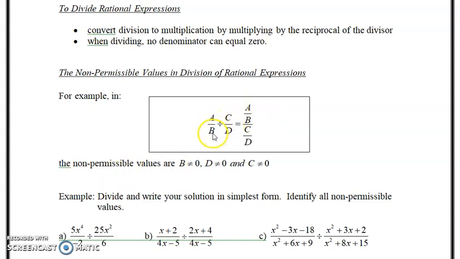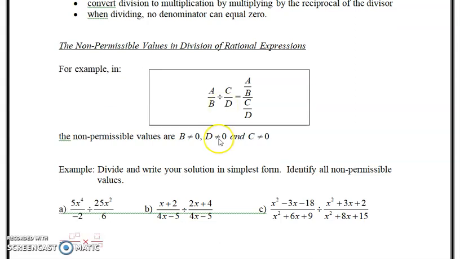Remember, it was just the denominators of the two expressions before when we did it. Now it's going to be the two denominators plus the numerator of what you're dividing by. The reason is that once you divide, it changes into multiplication, so the numerator is now the denominator, and you have to look at that as well. So there are going to be more restrictions on the non-permissible values. That's it, though.